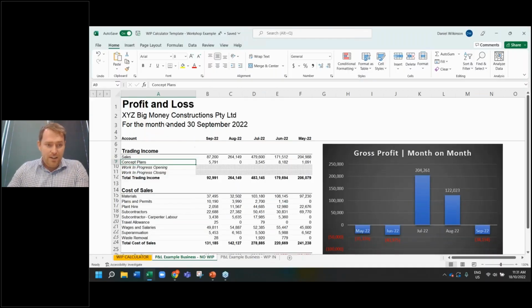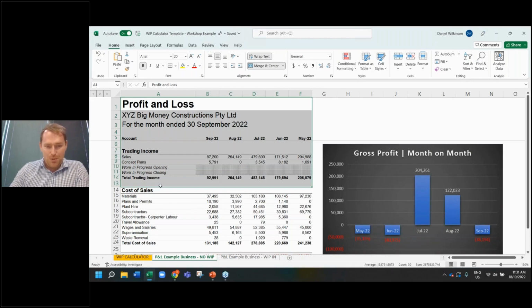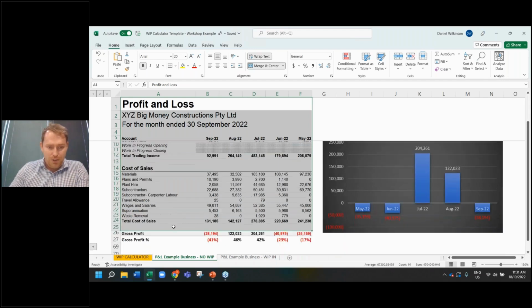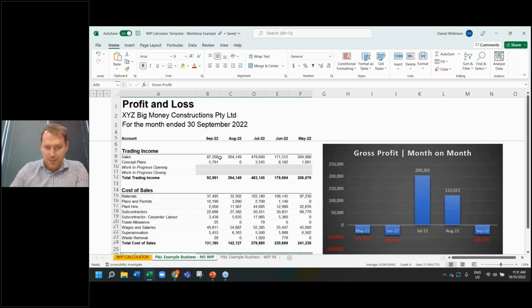So really quick, and apologies for the timing on this one, guys, but I just wanted to reach all the punch points. This is a builder here with no WIP, a really simple P&L. I've just gone down to gross profit. Here are the months across the top. Here's the revenue that's come in, 92K for September, 264 for August, so obviously a large claim month. July was a monster, June was a little bit smaller, and May was a bit smaller as well.